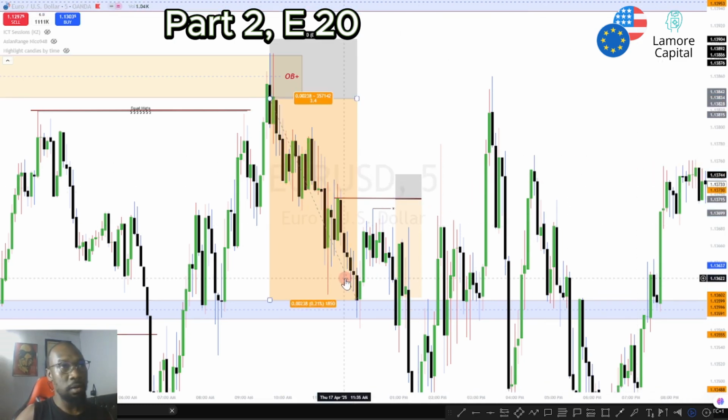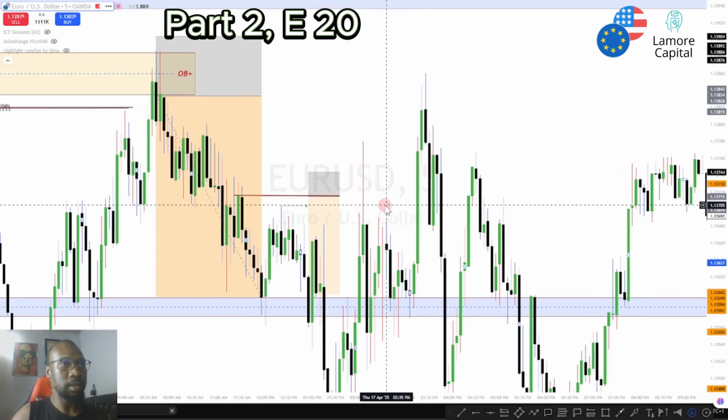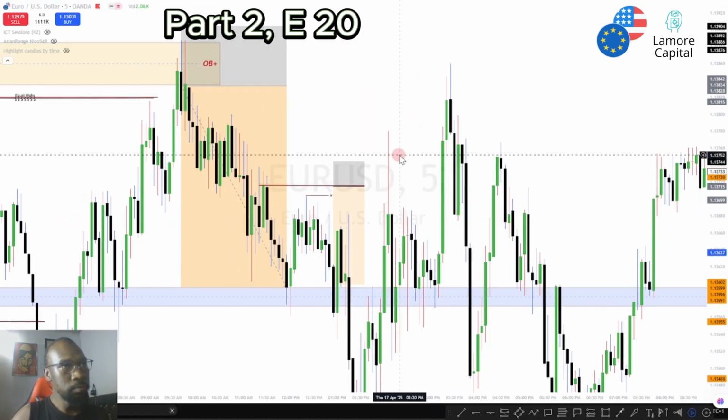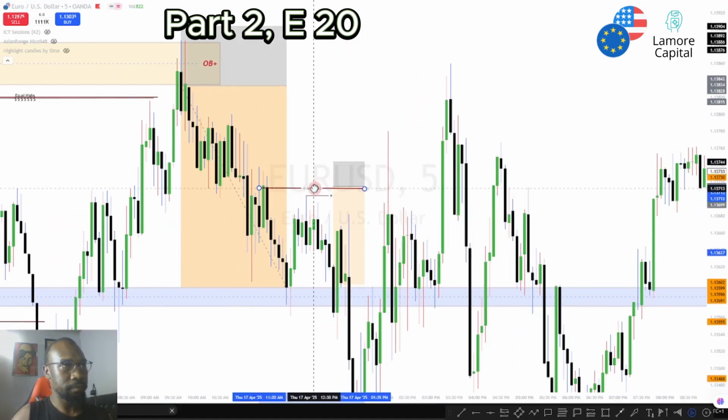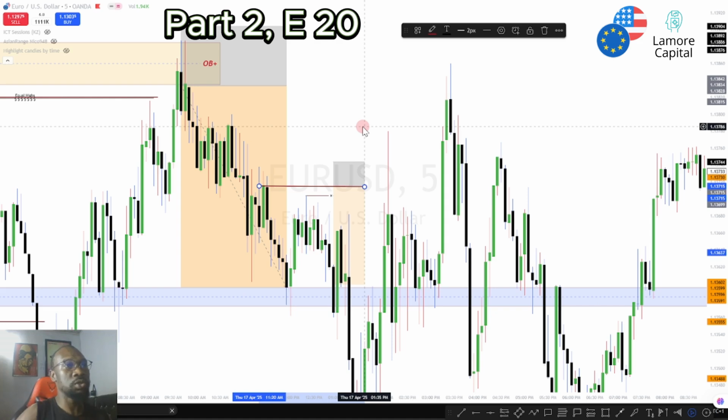So on the next trade, I actually saw a nice setup. This is my OCL. I know some people would not understand what OCL is, but this is my OCL, my open and close candle, and this is my liquidity here. Can you see my liquidity?